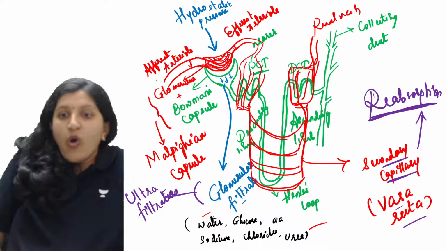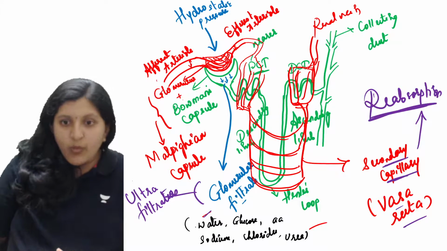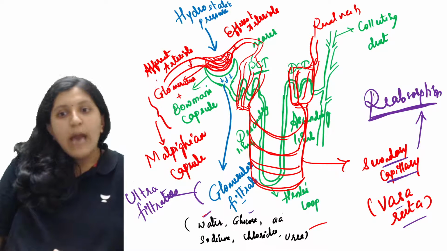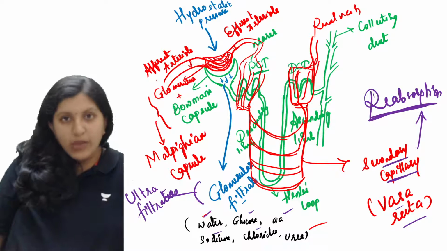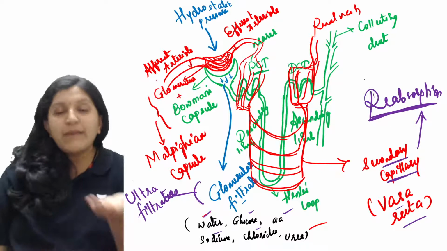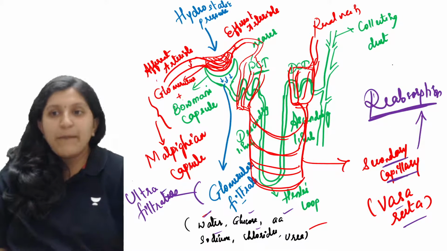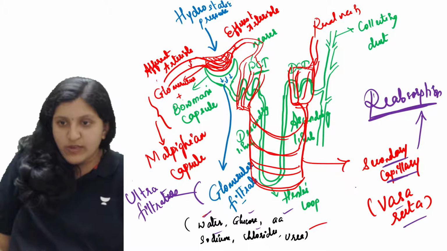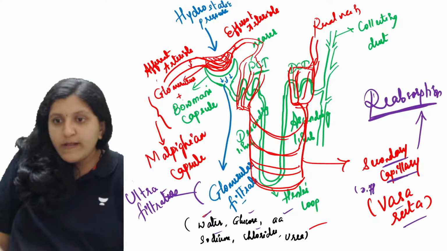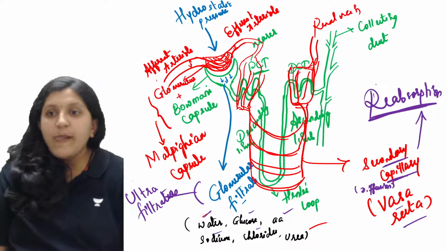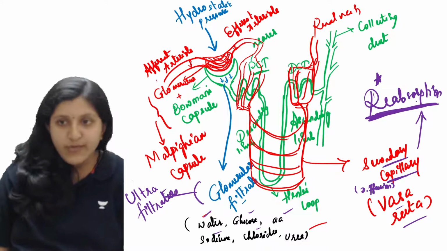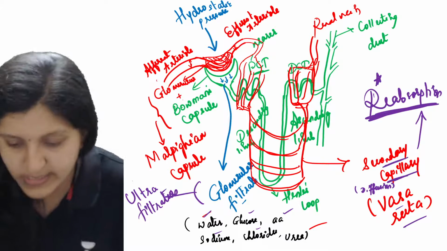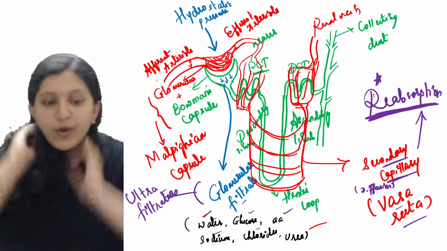All the required things like water, glucose, amino acids, sodium, chlorides are going to be reabsorbed back into the capillary, and that is by diffusion. So let me just write here. This is another important process that occurs while the urine is being formed, the reabsorption process. Okay, I hope this is clear.